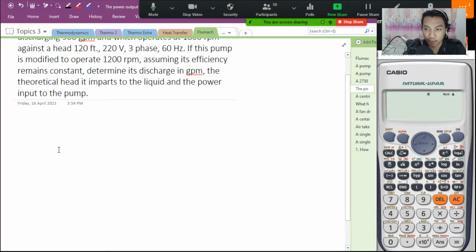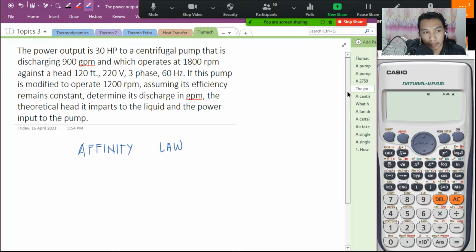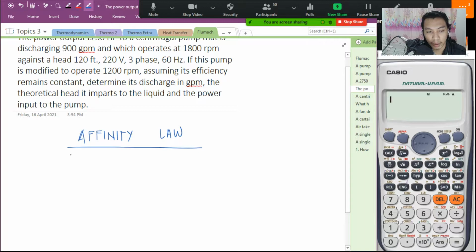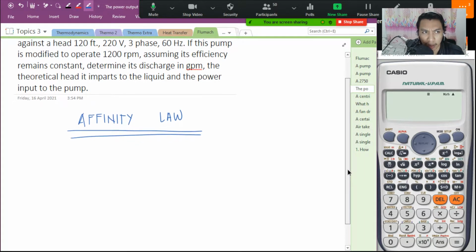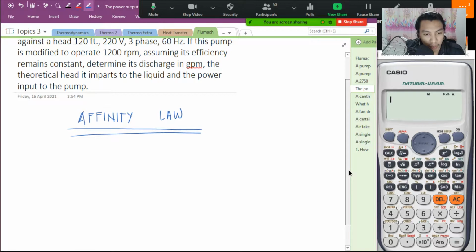Then, let me refresh your memories about the pump affinity law. Okay? Let us talk about pump affinity law. Now, meron tayo ditong affinity law. Okay? The affinity law for pumps that is similar. Okay? So, this is the affinity law. In order for you to understand it, mas gusto ko ipaliwanag to in two ways. Okay? Number one, by using this grid.